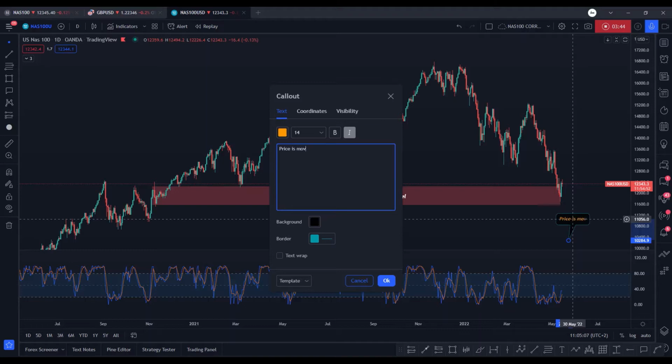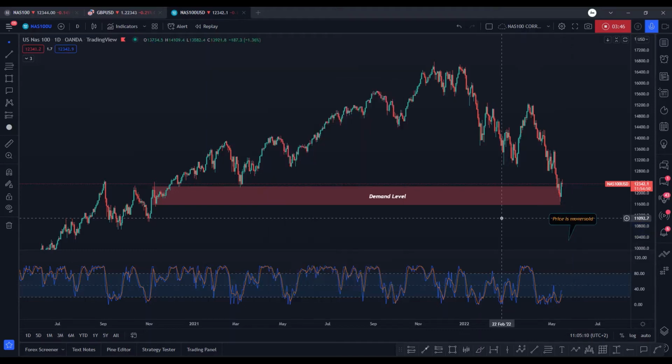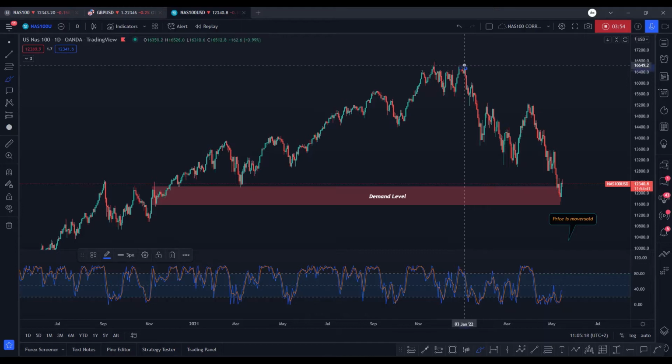Price is oversold. So price is currently oversold, and now, let's say, for instance, every time that we had a push to the downside, this right here, we had a swing to the downside, price was overbought at this point, right? Here, when we had this rally to the upside, price was oversold, and then when we had this drop, price was overbought. So that's how we use the overbought oversold stochastic.